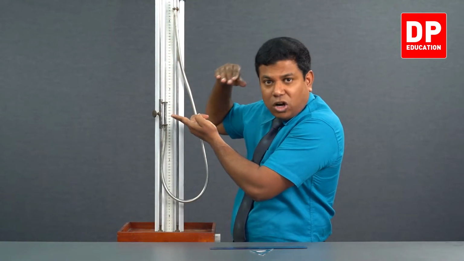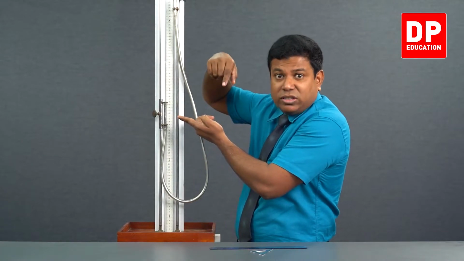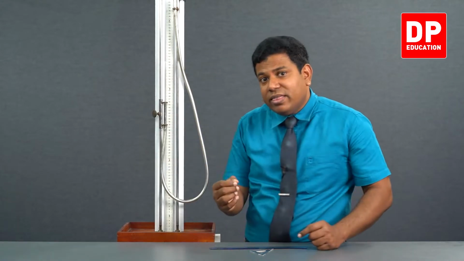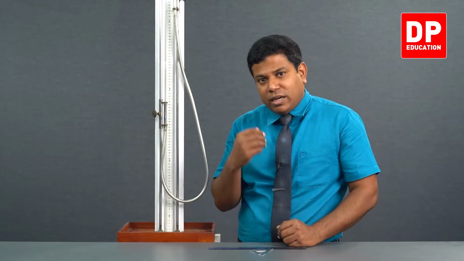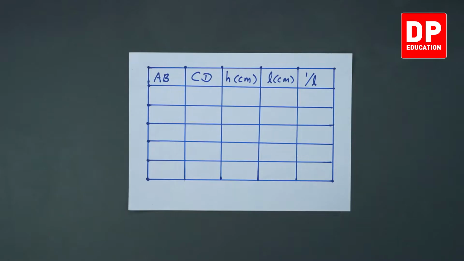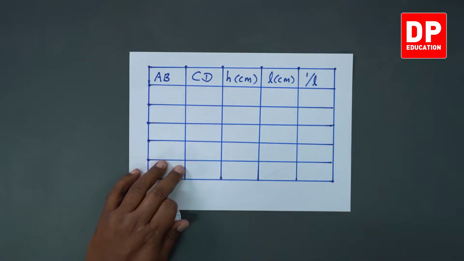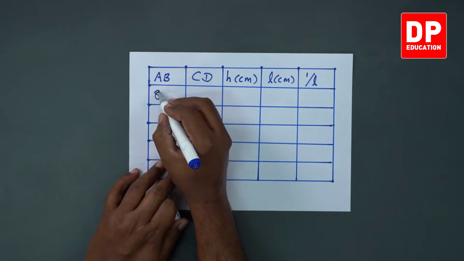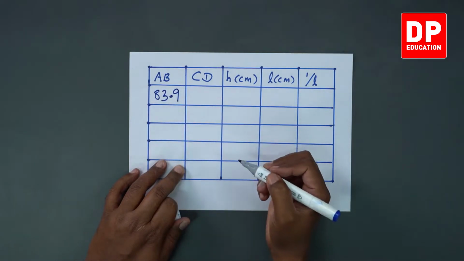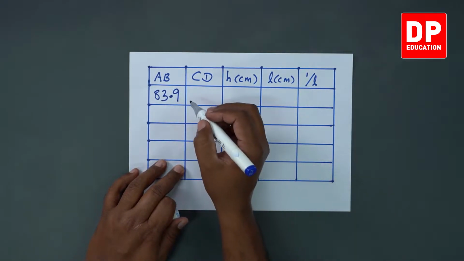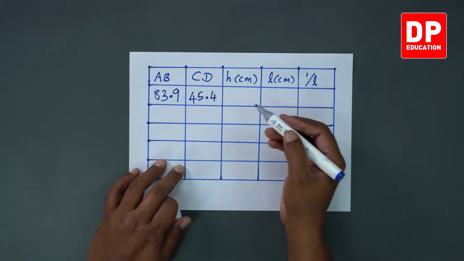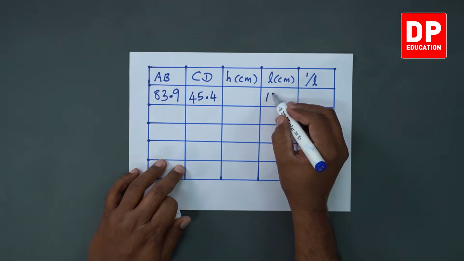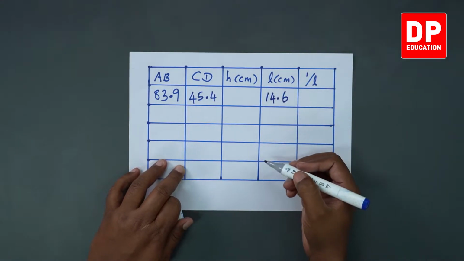Since the cross section is constant, since the area is constant, if you take the measurement of length, that would be proportionate to volume. That's what we are doing here. So, let us write down all the readings we have got now. The reading for AB we have got is 83.9, that is the open-ended side's reading, and CD we got 45.4. So, you know L is 60 minus 45.4, which is 14.6 centimeters.